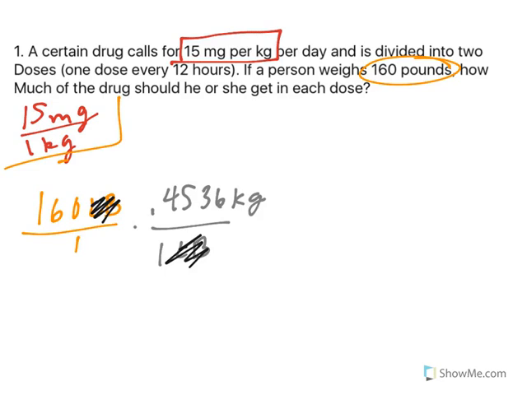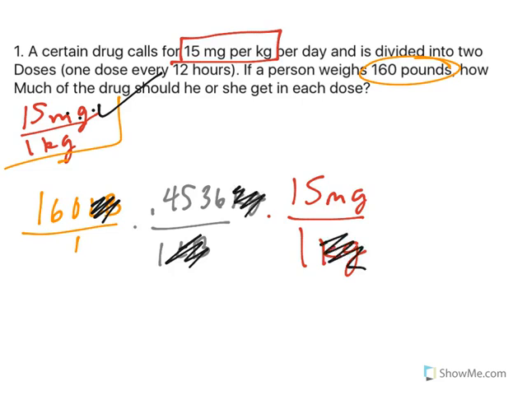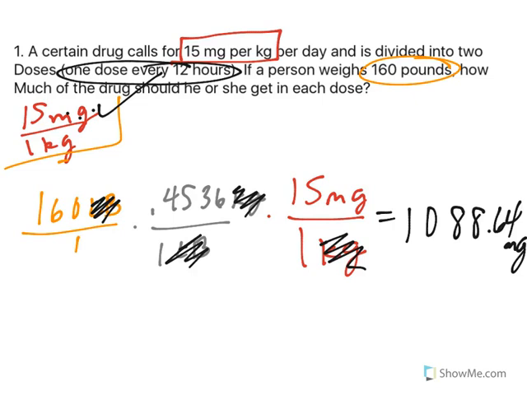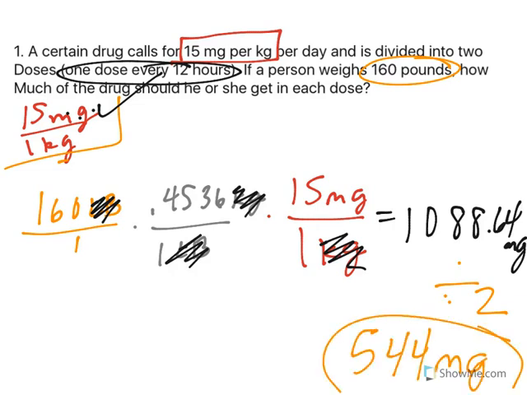So now that I know how many kilograms somebody weighs, I can apply this process: they get 15 milligrams of the drug for every 1 kilogram of weight. So this now tells me how many milligrams the person gets. If I multiply, this person gets 1,088.64 milligrams. But am I going to give that to them all at the same time? No, because we give 1 dose every 12 hours, 2 doses. So if I divide this by 2, this person is going to get approximately 544 milligrams in each dose. So depending on how many doses there are, that's how much they're going to get. You have to divide.